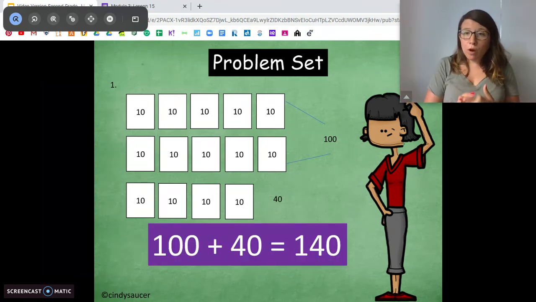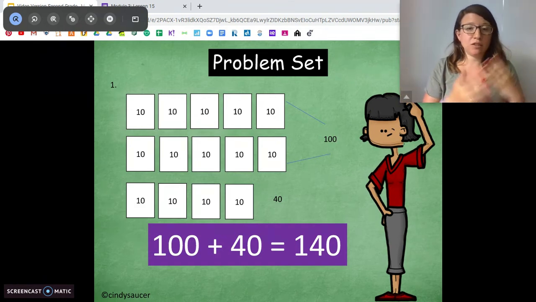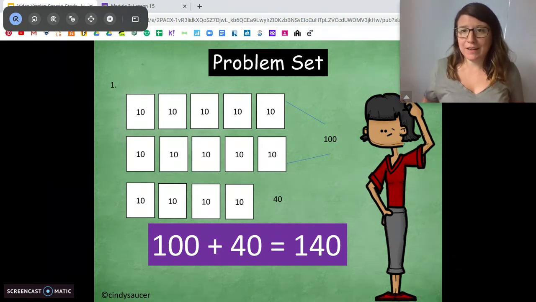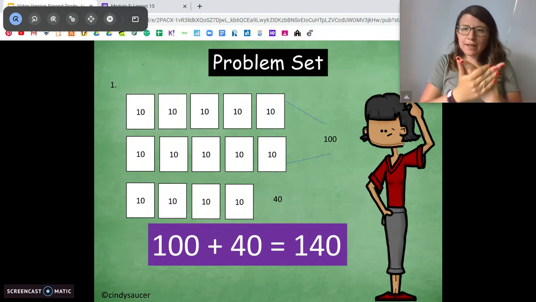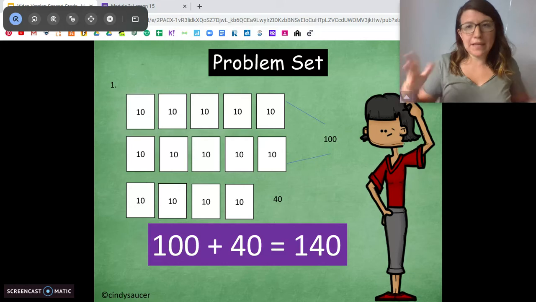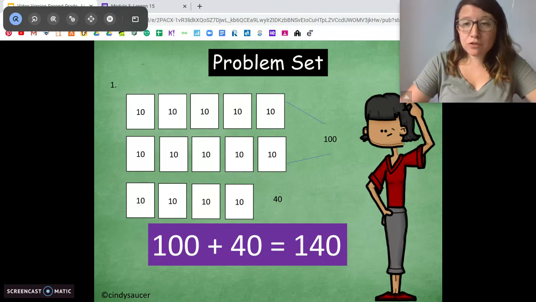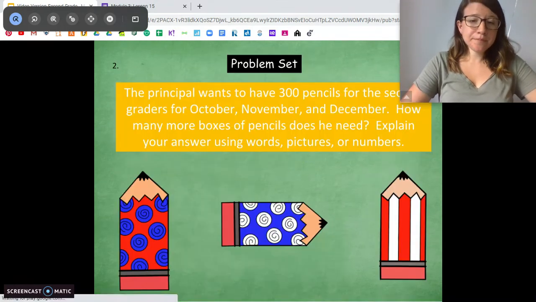Remember, use what you know with your groupings of tens. You know 10 tens equals 100, right? You know that. So rather than counting all the way up to 140, let's group those tens together, get that 100 out of the way, make it easier for us to add. So we have 140 pencils all together.